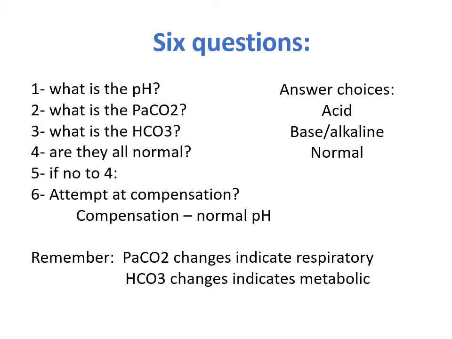So look at the CO2. If it's elevated, it likely means that you have a respiratory acidosis if the pH is low. If the CO2 is low and the pH is high, that's a respiratory alkalosis, much less common. HCO3 is the buffering system in the body. So if your HCO3 is low in the setting of an acidosis, then you have a metabolic acidosis. If the HCO3 is high and you're alkalotic, meaning your pH is more than 7.45, you have a metabolic alkalosis.